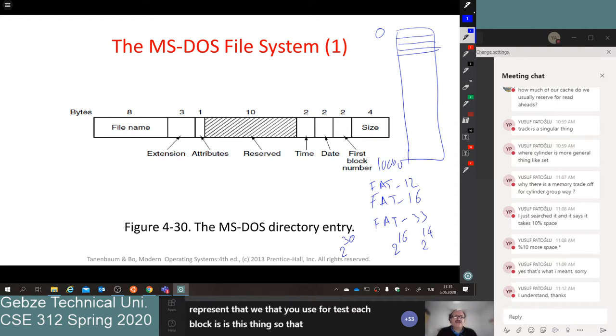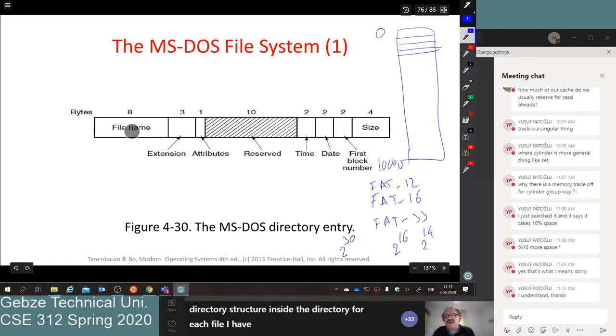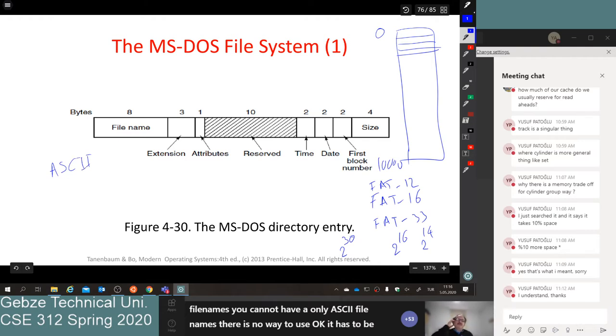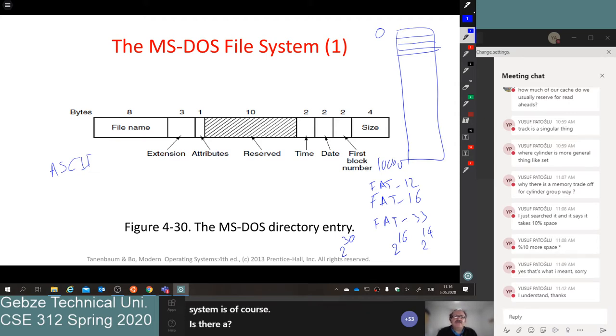So this is the directory structure. Inside the directory, for each file, I have of course the 8-character file name and 3-character extension. You cannot have longer file names. It has to be only ASCII file names, 8 characters long at most, and the extension has to be 3. So the MS-DOS FAT file system is of course an extension-sensitive file system.